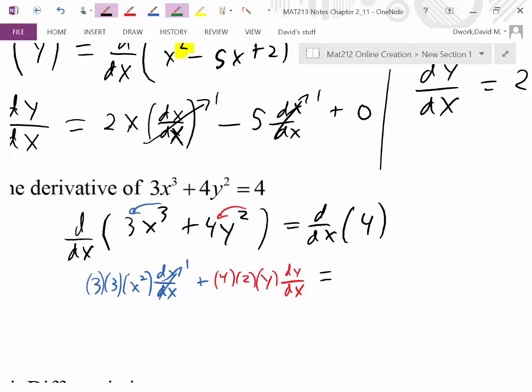So then finally, the one that we always goof up, what is the derivative of 4? Well, 4 is a constant, so the derivative of a constant is 0.